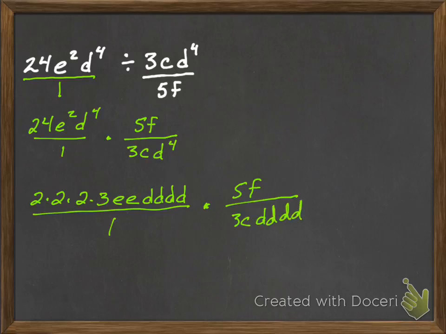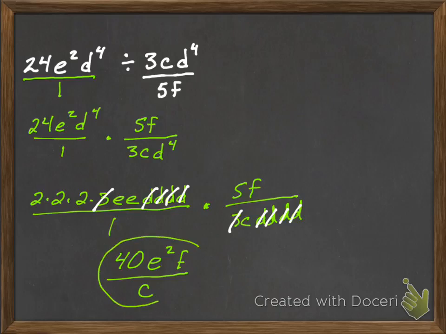All right, so all of the d's will cancel out. This 3 will cancel with this one, and that's about all that we have that'll cancel out. So we are left with 3 2's multiplied together and a 5. So that would be 8 times 5 is 40. We have a couple of e's still left and an f in the numerator. The denominator only has a c. And that is our simplified answer.